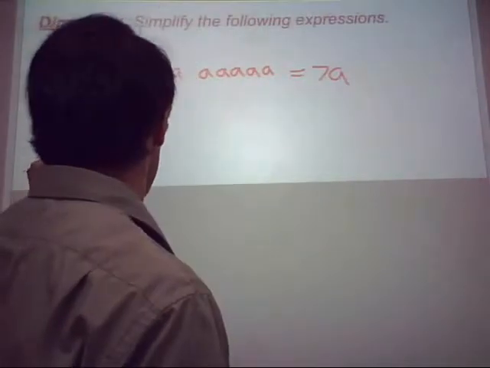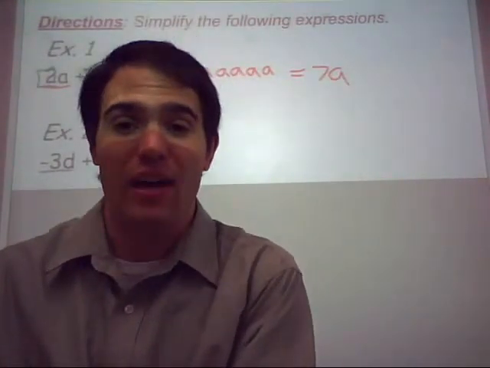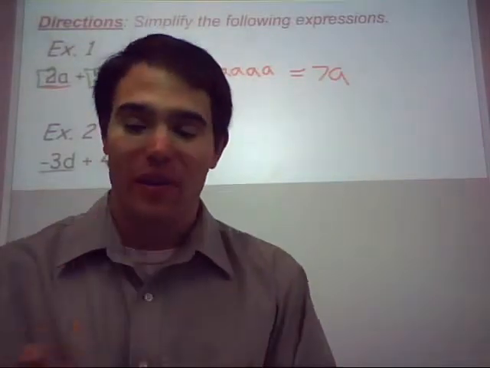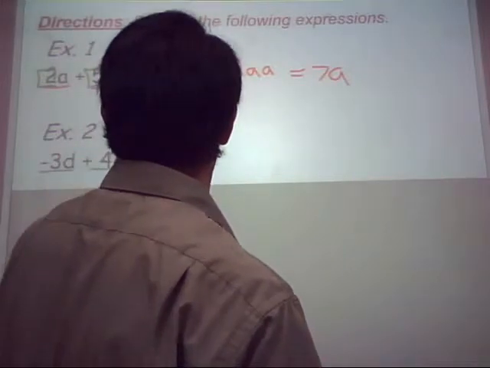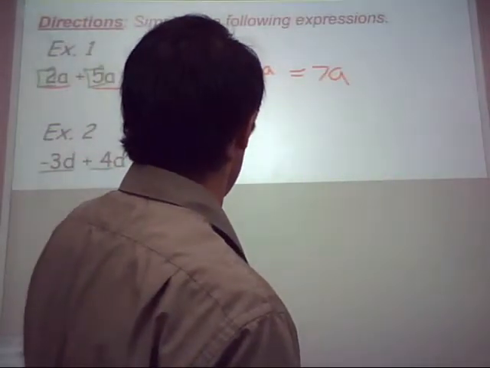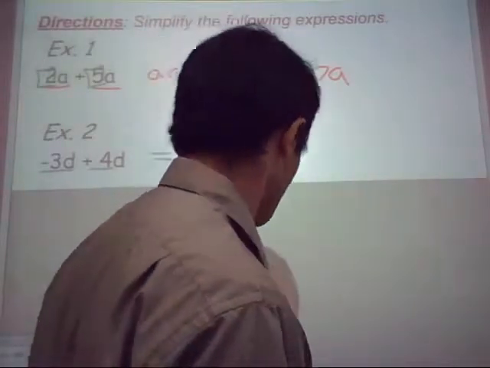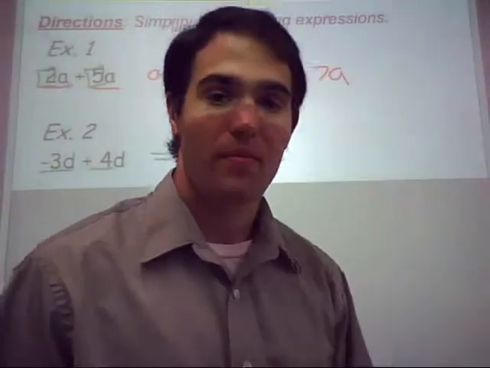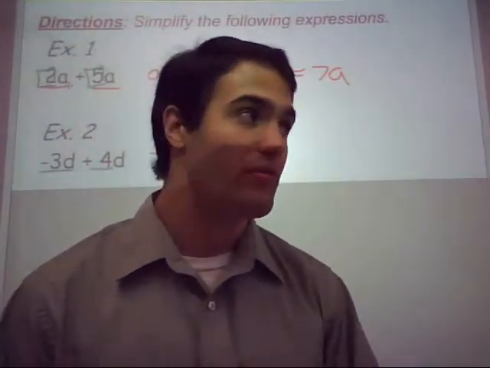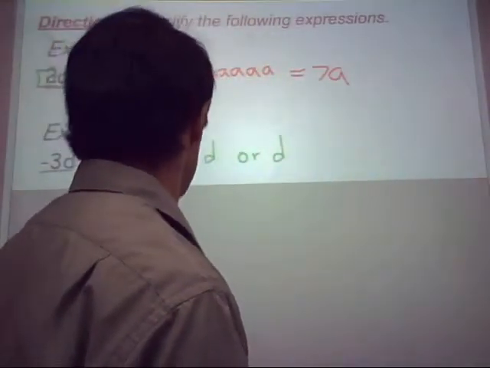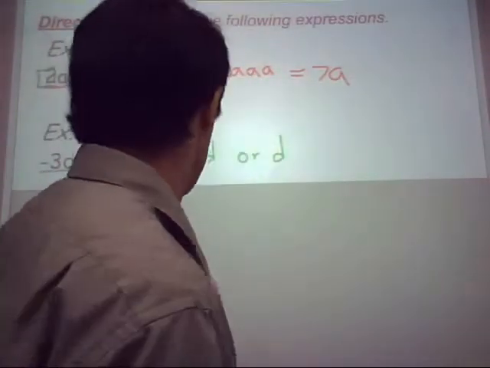Well, you had negative 3. Think about being 3 steps to the left on the number line. You add 4, so you move 4 steps to the right. Negative 3 plus 4 gives you 1d, or we could just write d. So far, we've been working on combining or simplifying algebraic expressions where you have the same unknown in both pieces.